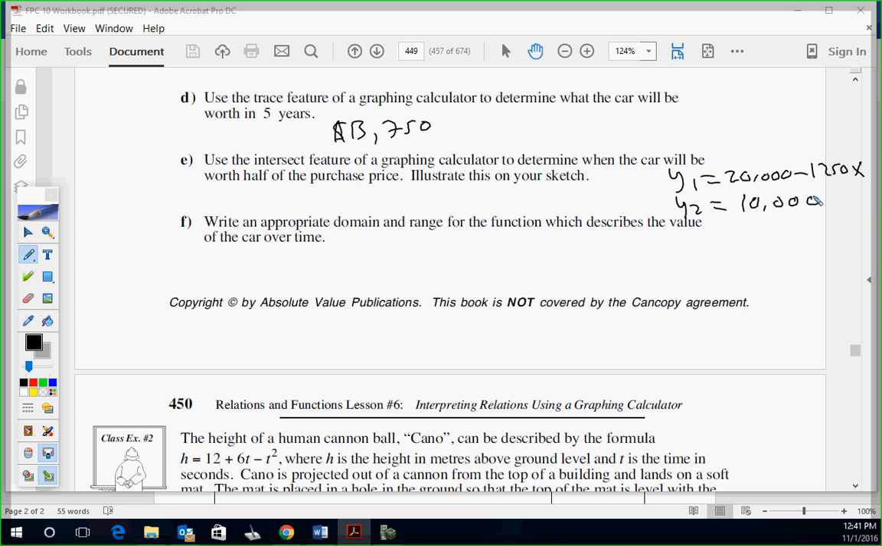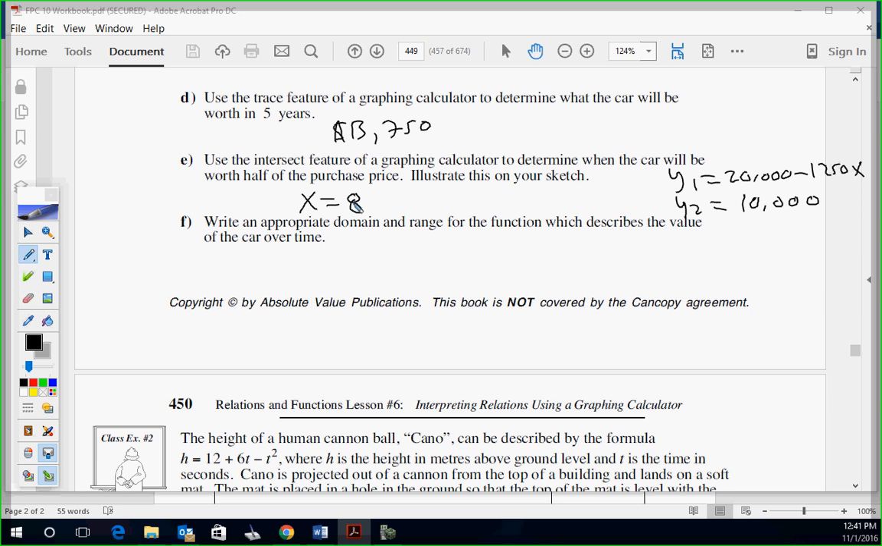So you're going to put 10,000 in your Y2, and you do the intersect. First curve, second curve, get it close. Okay. What did we get there, guys? 8. You guys got 8? Okay, so that means it happens at x equals 8. So in 8 years, the car is worth $10,000.